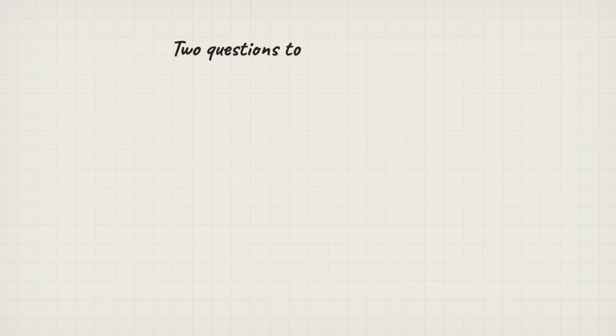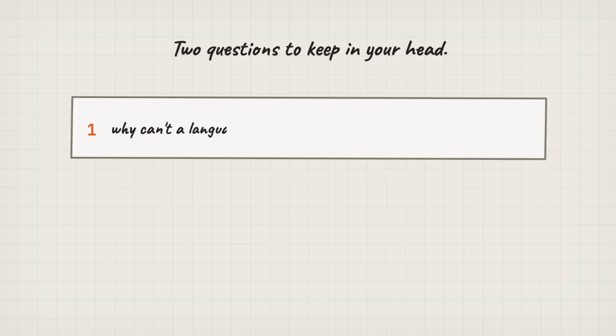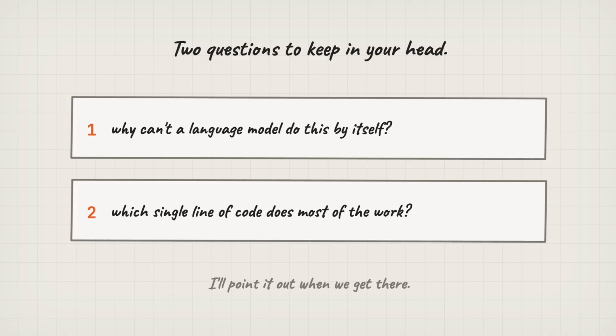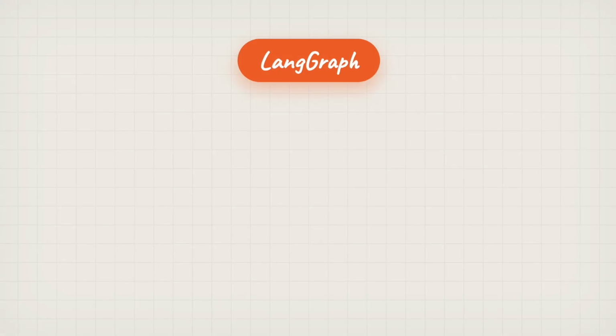Two questions I want you to keep in your head while we go. First, why can't a language model do all this by itself? And second, which single line of code is doing most of the work? I will point it out when we get there. But before we build anything, let me tell you what LangGraph even is.